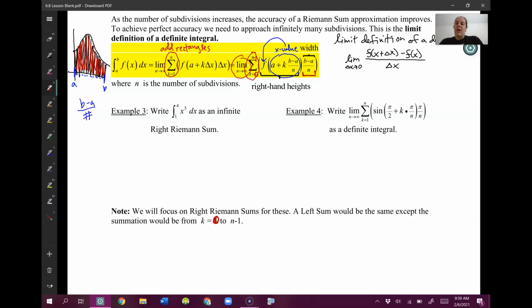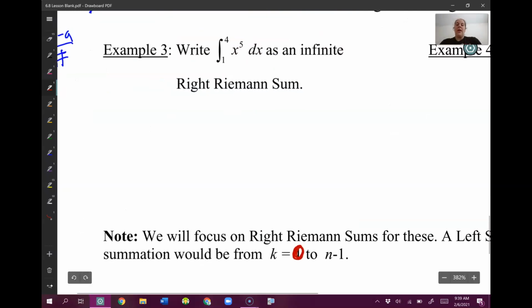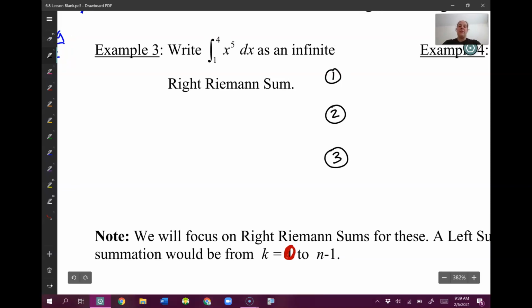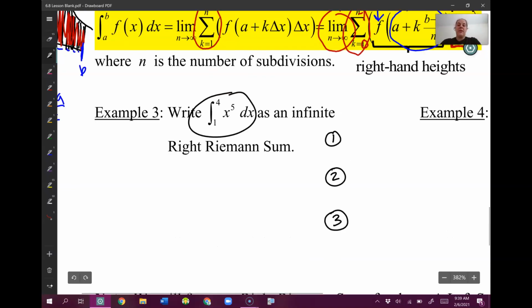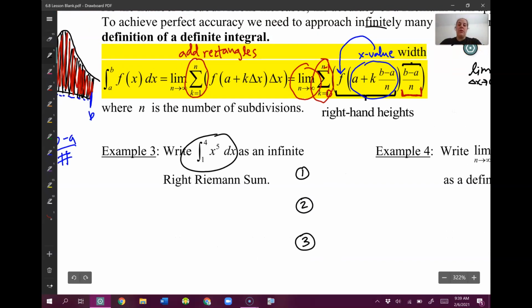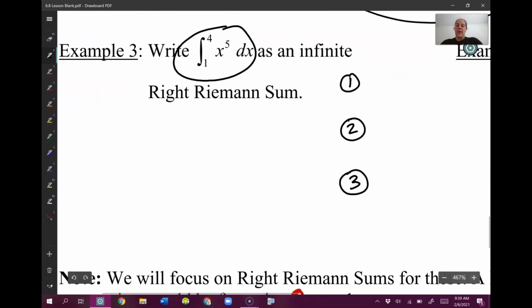We're focusing on right though. Okay, let's go back to this example. There are 3 things that you need to be able to do to translate this into this. So let's go over those 3 things.